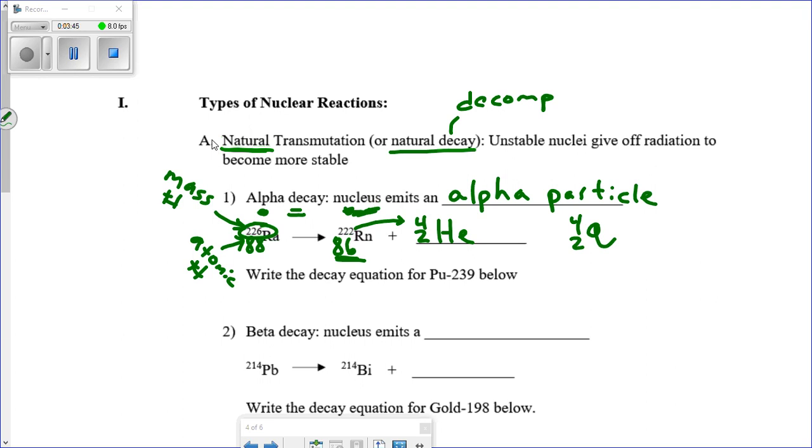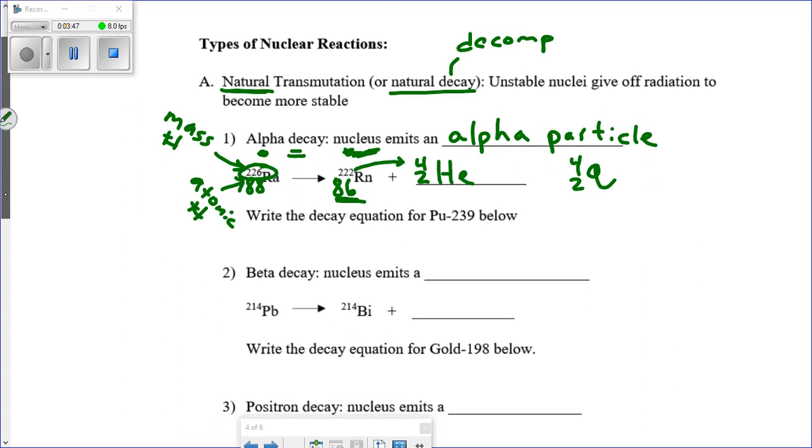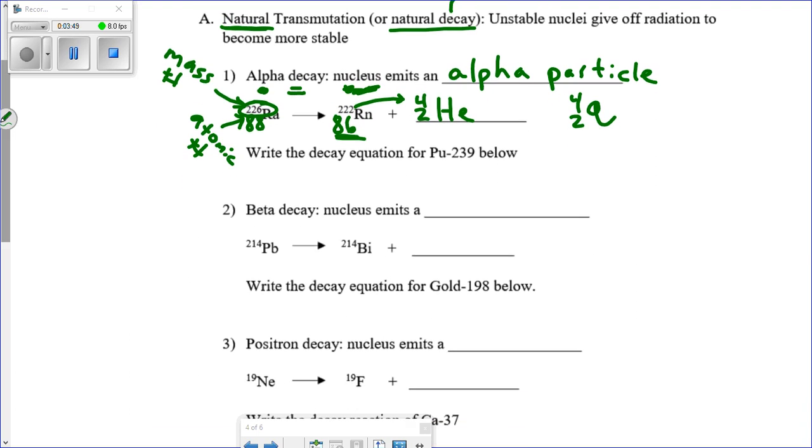Okay, so now there's another example here. Write the decay equation for plutonium-239 below. So how we do this is we start with plutonium. So we're going to write Pu.